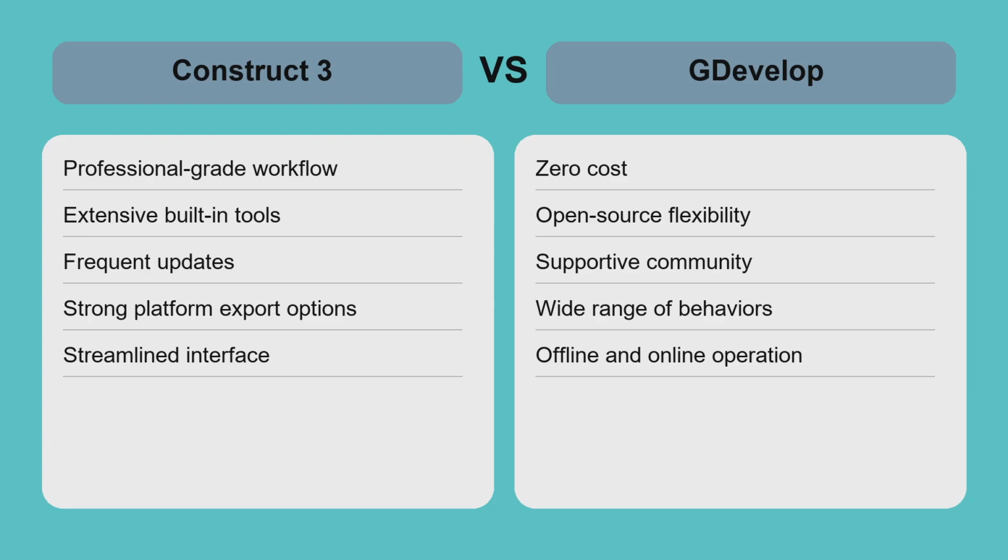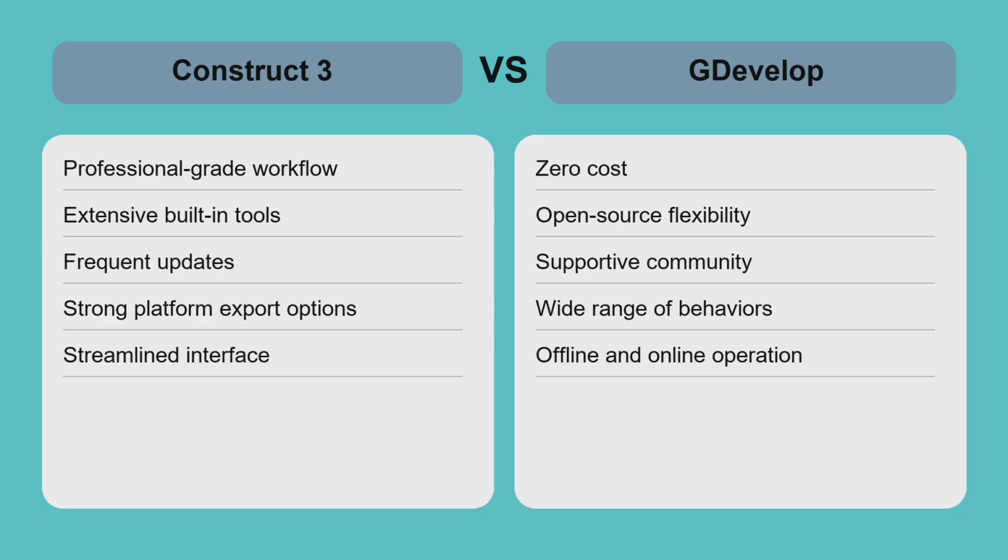For example, educators or hobbyists benefit from GDevelop's accessibility, while professionals or studios may prefer Construct 3's stability and advanced features. The trade-off is between budget and polish, with Construct 3 offering a more refined experience and GDevelop delivering greater freedom and no upfront cost.